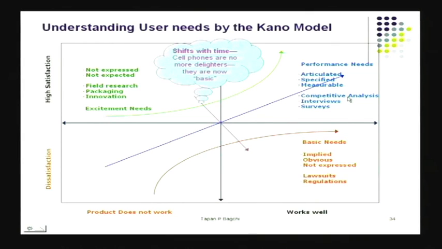But if you start probing into the mind of the customer, you discover two other aspects. One is these needs, these are called the basic needs. And the basic needs are such that if they are not there, if they are not delivered, dissatisfaction is high. So in this lower part, dissatisfaction is high.